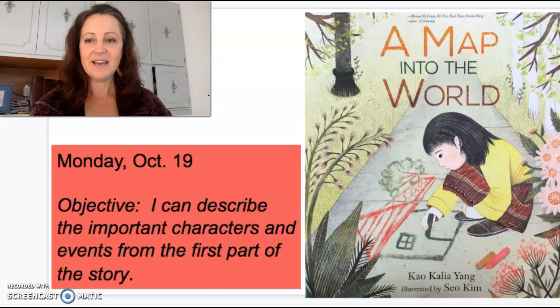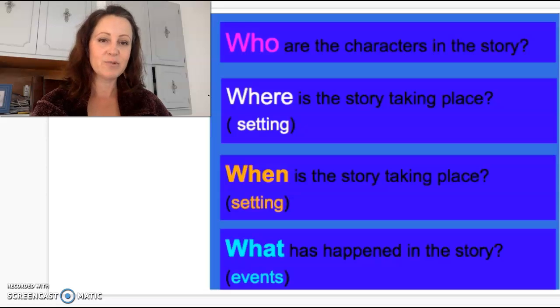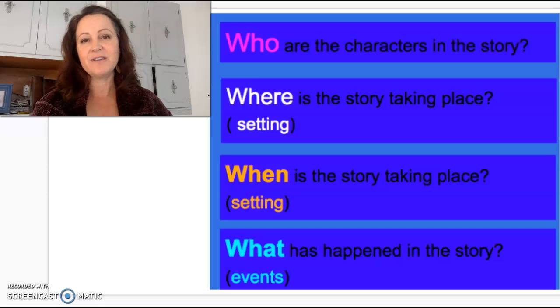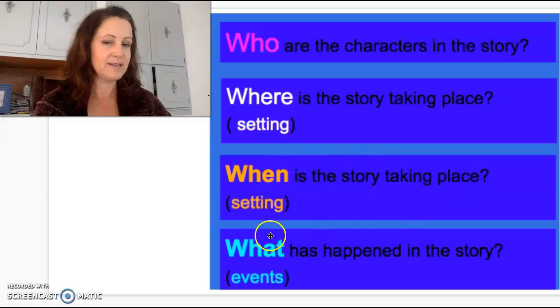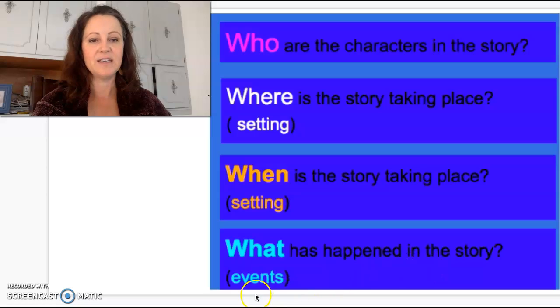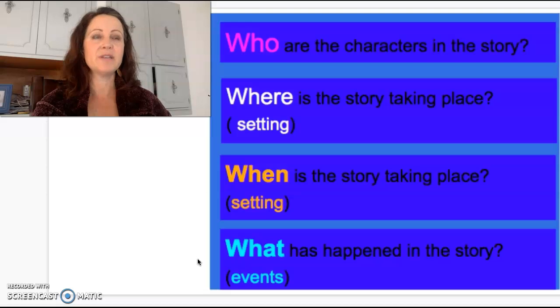Let's begin by taking a look at these questions, which you've seen before from a previous lesson. They're really important because by asking and thinking about these questions as we're reading, we can really keep track of the important parts of the story, who the characters are, and what is happening. So we'll be talking about who the characters are, where is the story taking place, that's setting, when is the story taking place, also setting, and what has happened in the story, the events. And remember, we won't have to name every single thing that's happened. We'll just concentrate on the most important things.